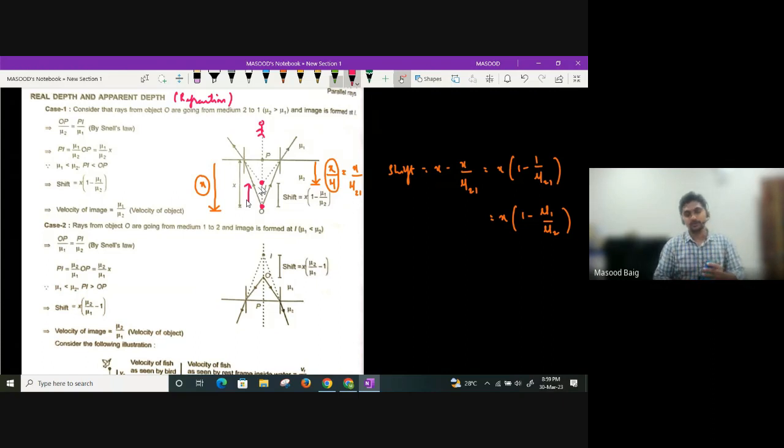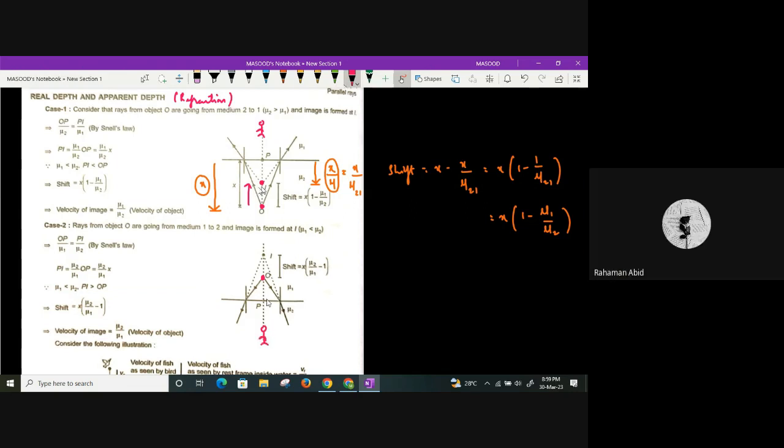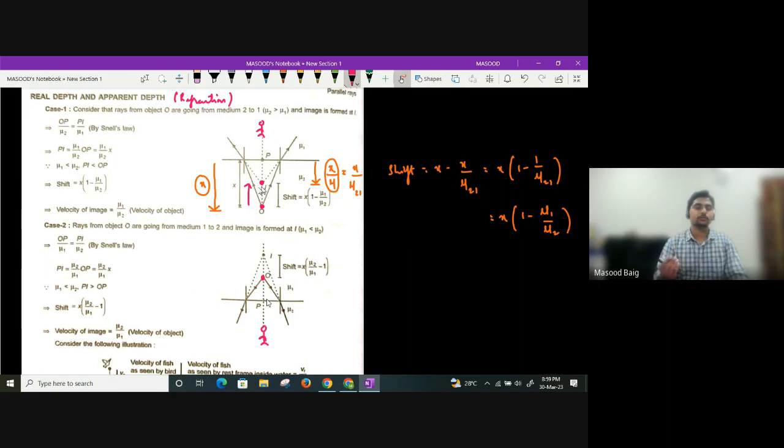Reverse case if I take. Now you see the next case. Where is the object? Denser medium. No, sorry, object is in rarer medium. Where is the observer? Denser medium. How do I identify denser and rarer? Very simple. If refractive index is more, that will be denser, right? If refractive index is less, it will be rarer. So observer is in denser medium, object is in rarer medium.